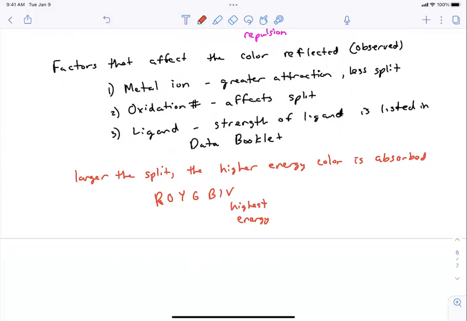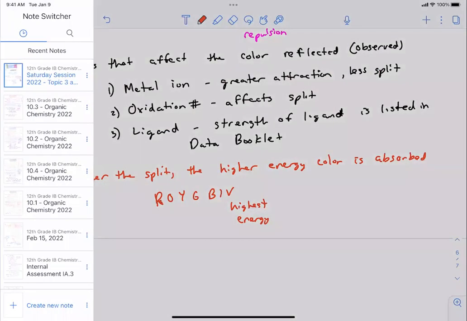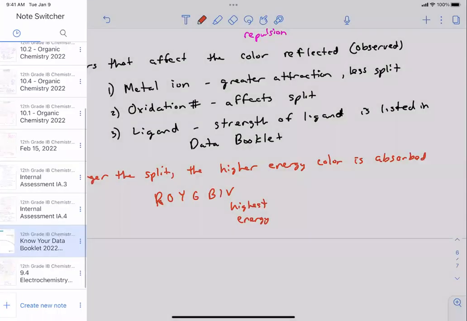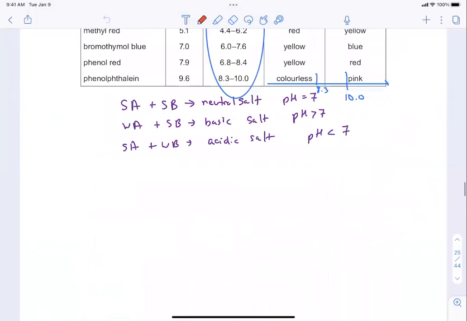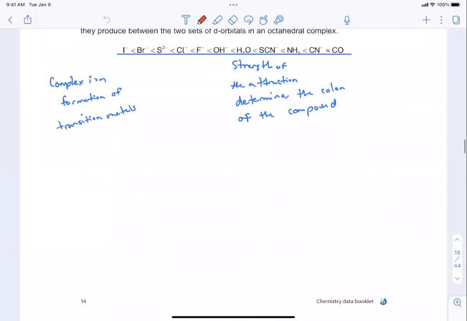So we don't have to know how each one of these factors will affect the color reflected? We have to know if the ligand is stronger, what it's going to do? Yes, I would know a little bit more about that detail. So the stronger the ligand, the greater the repulsion, which means the bigger the split. So when you go to your data booklet here, let me go to the data booklet. Where is it? Okay. What you see is this.